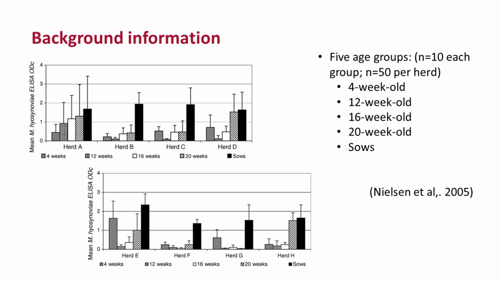The other study, also from Europe, from 2005, looked at sows as well. And you can see here in the black color, these are different herds, 8 different herds. In most of them, we see that the sows had significant, detectable antibodies for the agent, but in the pigs, we see that those patterns differ.